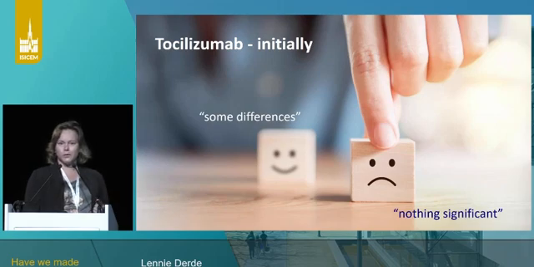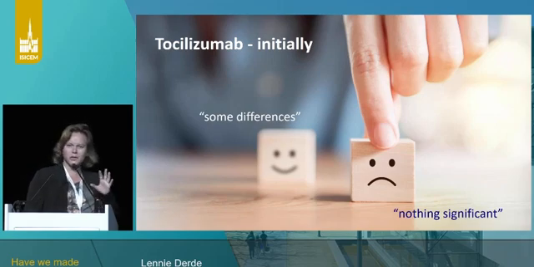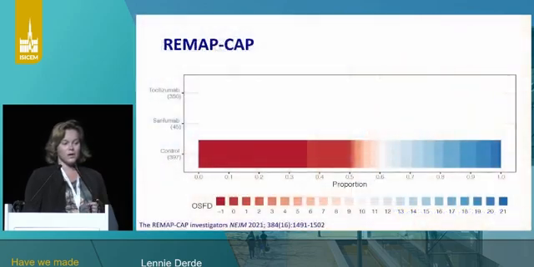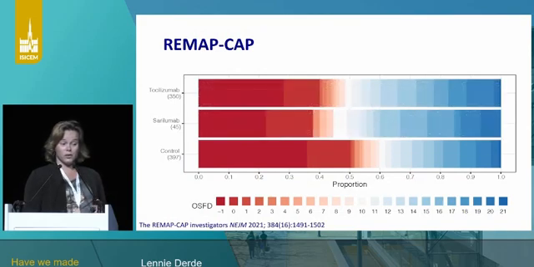If you were an optimist, you could say that in some of the results there are some differences between the groups, but if you looked at the primary endpoints, there was really no significant difference. So then there was REMAP-CAP, the first study to show a difference, a survival benefit. And you've seen this slide before.